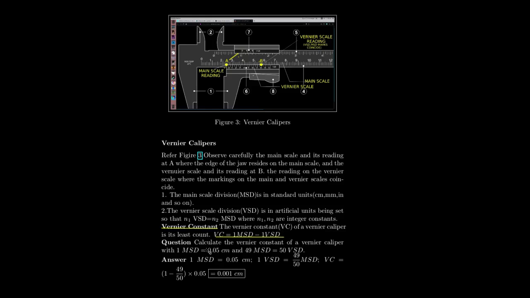Question: calculate the vernier constant of a vernier caliper where 1 MSD equal to 0.05 centimeter and 49 MSD equal to 50 VSD. Answer: 1 MSD equal to 0.05 centimeter, 1 VSD equal to 49 by 50 MSD, which implies VC equal to 1 minus 49 by 50 multiplied by 0.05, that is 0.001 centimeter.